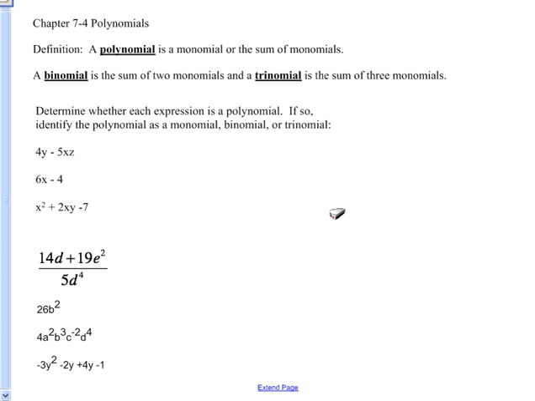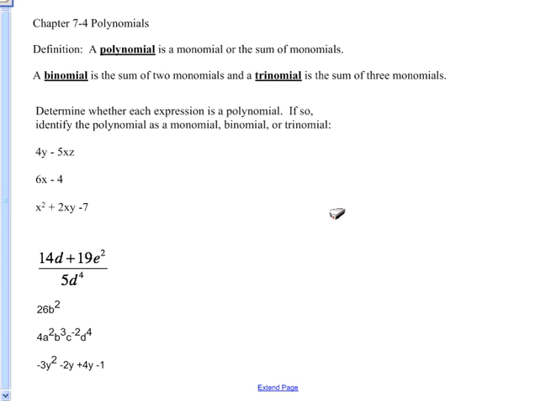A binomial is the sum or difference of two monomials. And a trinomial is the sum or difference of three monomials. So let's take a look at some examples and we'll see what they are. So 4y minus 5xz is a binomial. Each of those is a monomial, and that's the difference of two monomials.